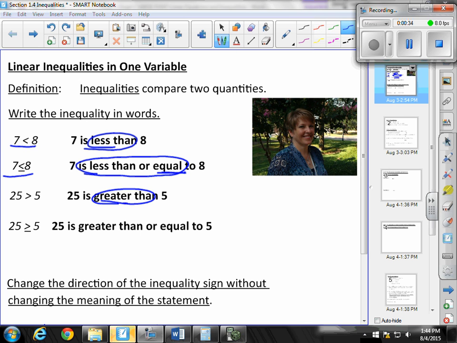25 is greater than 5. 25 is greater than or equal to. The equal to, again, has the little bar underneath.